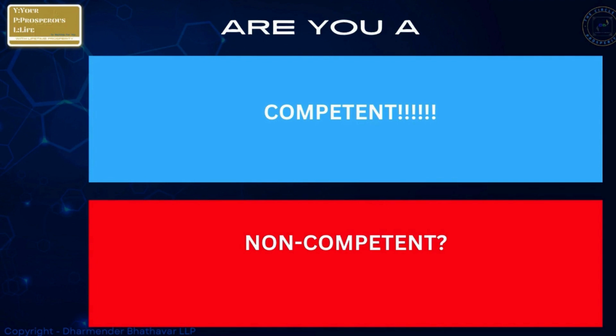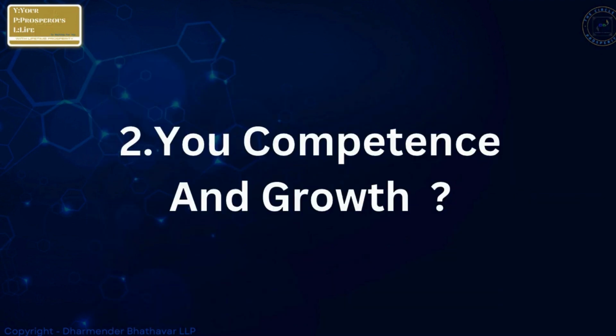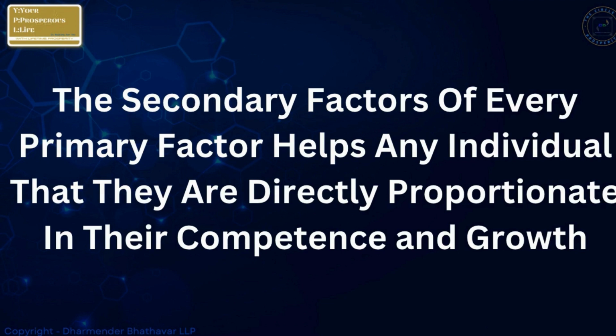So let's try to understand the examples of this. So, your competency and your growth. Well, here there are n number of secondary factors for every primary factor that we discussed in our last video, that is going to help any individual so that they can directly be proportionate with their competency as well as their growth. So now let's try to understand with an example so that you can have a clear knowledge of how exactly we can handle this particular situation.